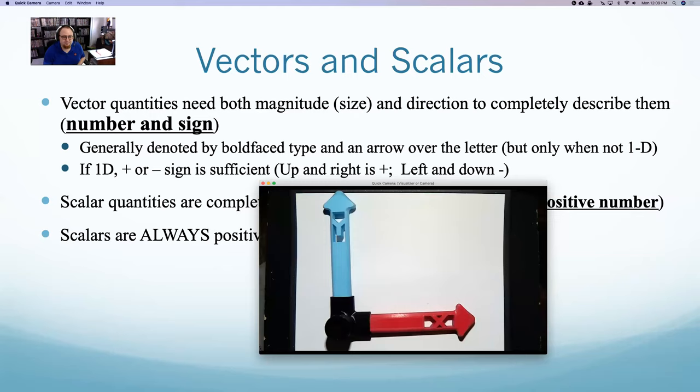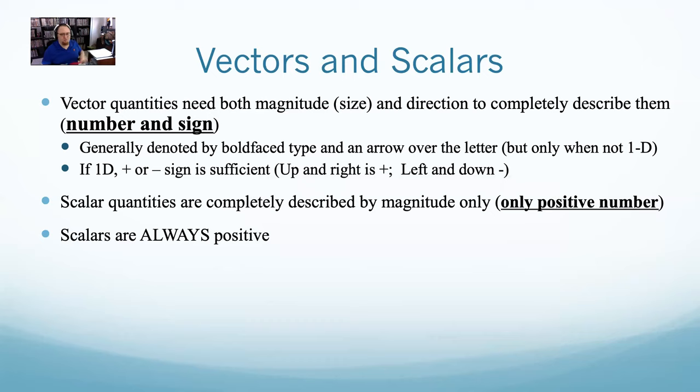A scalar, on the other hand, does not include direction. Scalars only have magnitude. Take, for example, mass. If I tell you something has a mass of 180 kilograms, there's no direction involved. It's not 180 kilograms going up. It's not 180 kilograms moving to the right. It's just 180 kilograms. And so scalars only have magnitude and no direction. Because of this, scalars are always positive, with a few exceptions that I'll cover much later on different days.